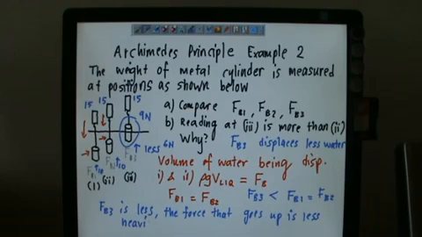Heavier in the sense that the buoyant force that supports the object is getting less. Okay? Because there is very little water being displaced, so the weight of the water being displaced is also less. The upthrust, the buoyant force, is less. So the reading of the third one is greater than the reading for 1 and 2.